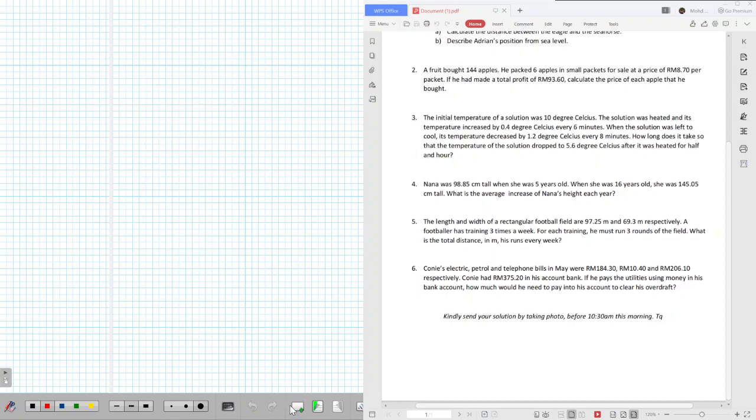Then the last, last but not least, this is more of a financial question. Connie's electric, petrol and telephone bills in May were, I just write it down. For the electric, it is RM 184.30. For the petrol, it is 10 ringgit 40 cents. And last but not least, the telephone bill is RM 206.10 respectively. Respectively means each of it. So this is how you construct it.